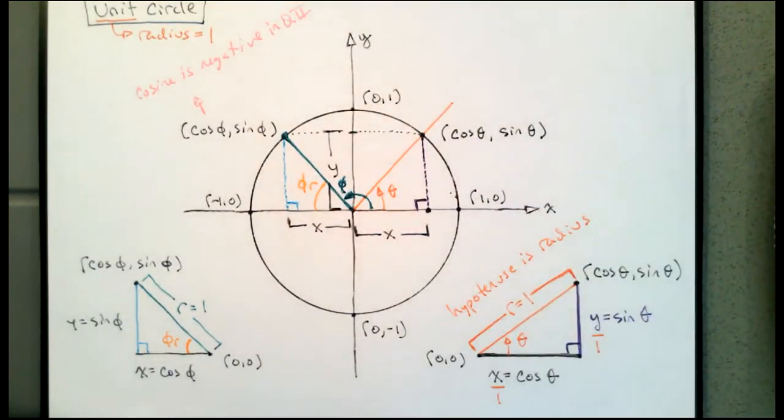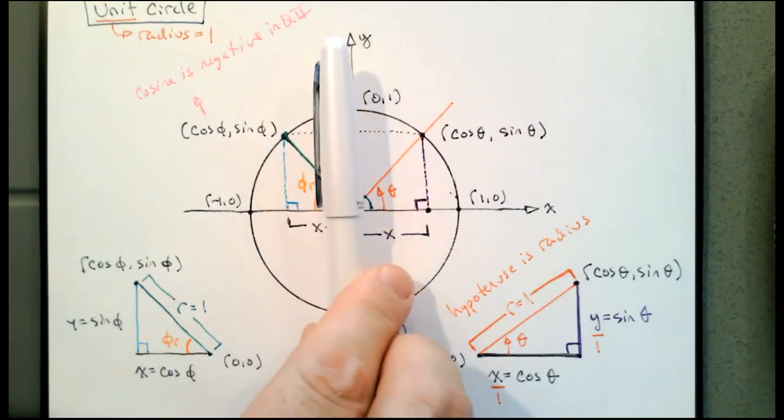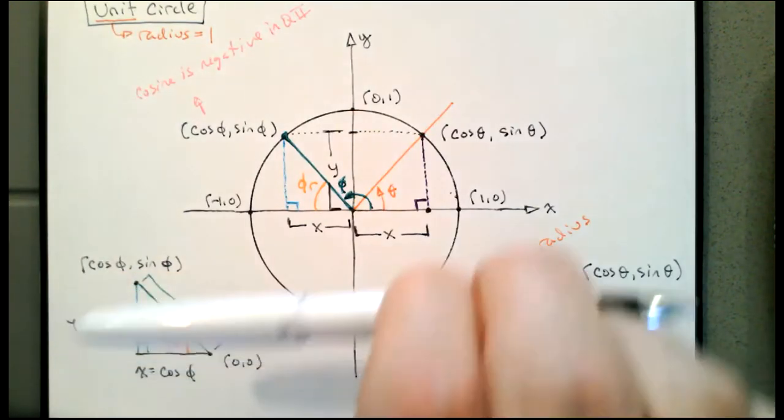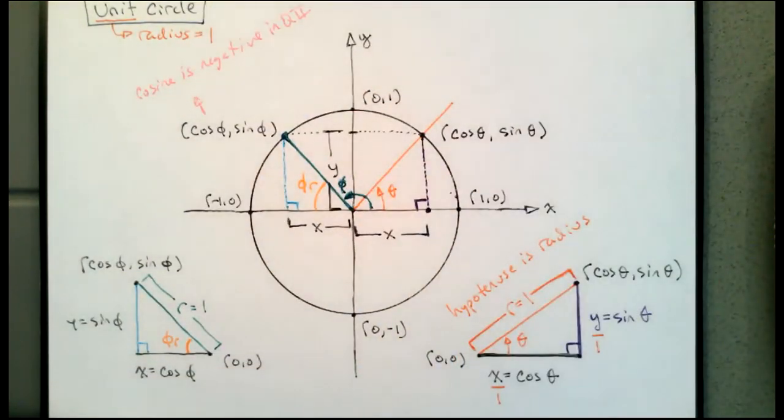Cosine is negative in quadrant two, because cosine is the x coordinate, and in quadrant two, the x's are negative. Sine is positive in quadrant two, because sine is y, and y is positive in quadrant two. So in this right triangle, we would mark this cosine of phi as negative. This number is going to be negative in coordinates. But the absolute value of cosine of phi will be the same as the absolute value of cosine of the reference angle. So everything fits when we define trig functions, cosine and sine, on this unit circle. Any questions?